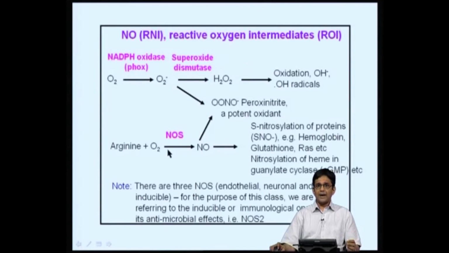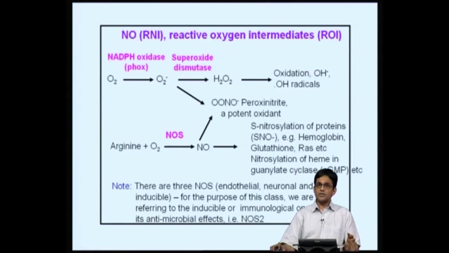The other one are the reactive nitrogen intermediates, and here for the production of nitric oxide, arginine is the nitrogen donor. It combines over here, and you have nitric oxide synthase, which is responsible for the production of nitric oxide. Now, in the body there are three main types of nitric oxide synthase.